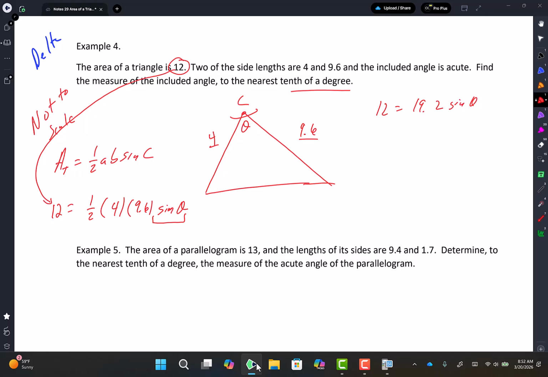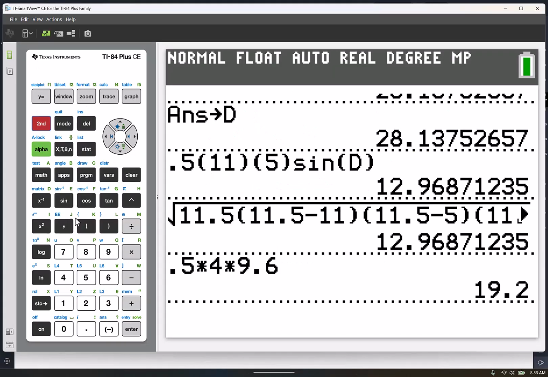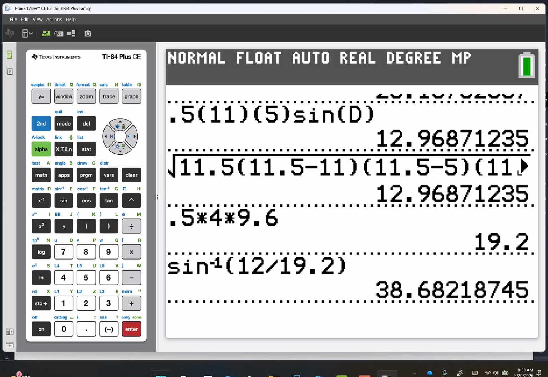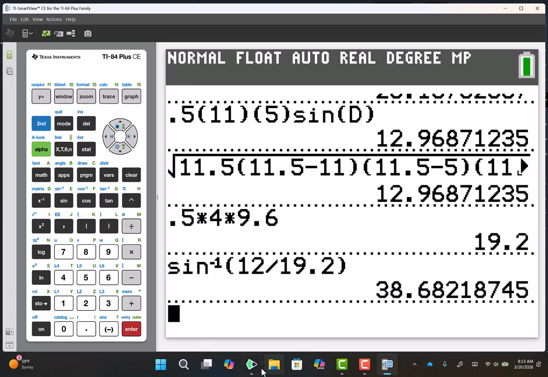How do I get sine theta by itself? 12 divided by 19.2 equals sine theta. All right, how do I get theta by itself? Arc sine. So I'm going to write arc sine of 12 divided by 19.2 equals theta. I take my calculator and I go arc sine of 12 divided by 19.2. Bam. 38.682.